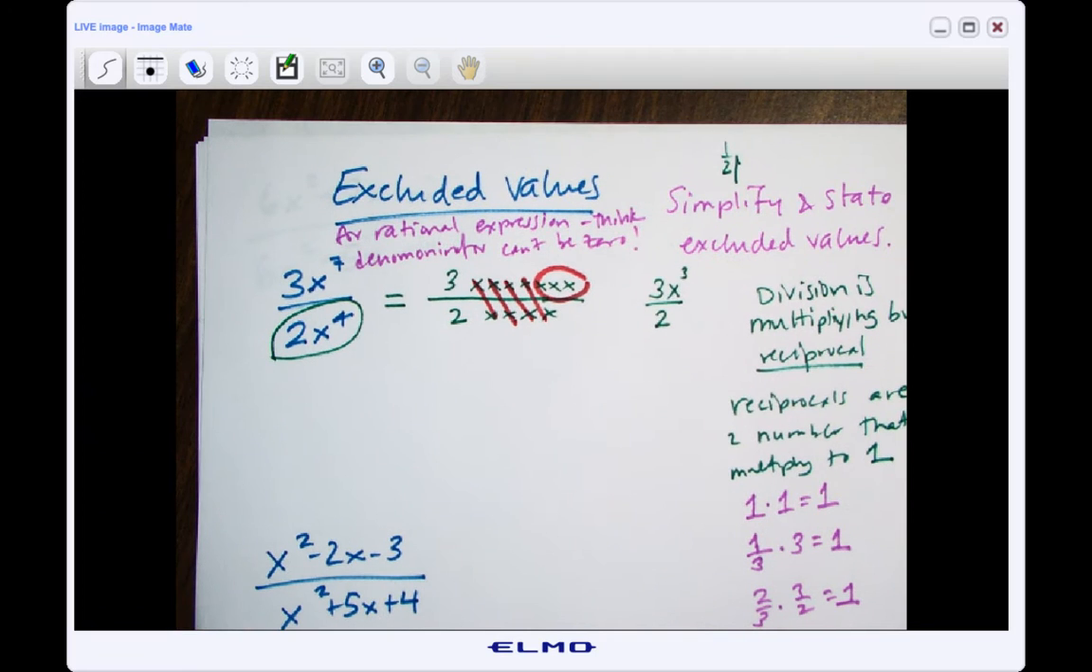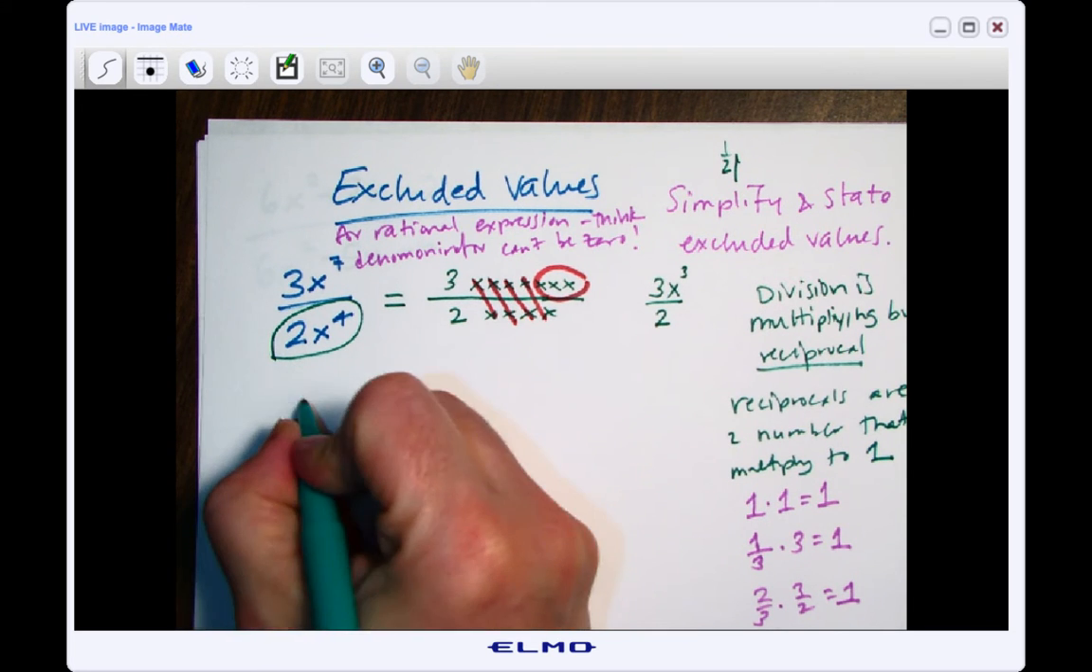Okay, so the denominator can't be 0. Sometimes there's a couple more rules that we have to look at, because there might be some rational expression that has other things that have restrictions. But generally, that's the first thing I should be thinking. What's going to make the denominator equal 0?